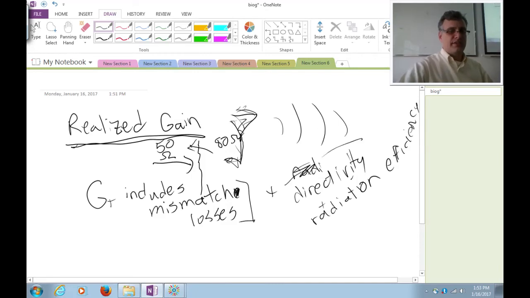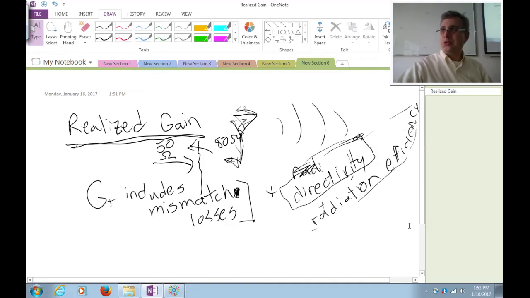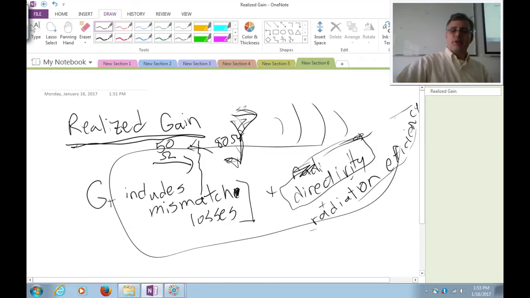So you think of it, directivity is the purest physical result. This is like the physics result. Radiation efficiency, when you add that in, that's just putting some practical engineering into your metric. And then sometimes it's just plain lazy when you add this other thing. It includes mismatch losses. If you do that, you're supposed to call it realized gain. Just be aware that some people do not.